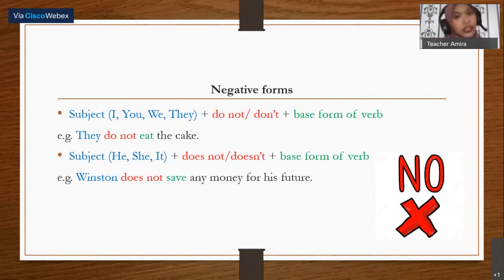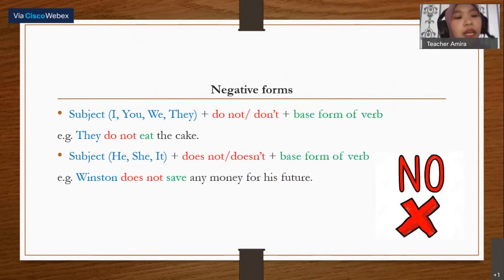But I would like to advise you not to use the short form in your essay, especially in your examination. It will seem like you are not serious enough because it is academic writing. So you shouldn't use the short form. You should just use do not. The example that we have here is they do not eat the cake. The subject is they. They is plural, so we do not put S. They do not eat the cake. Base form of verb. Why are we using the base form of verb? Because it is simple present tense.